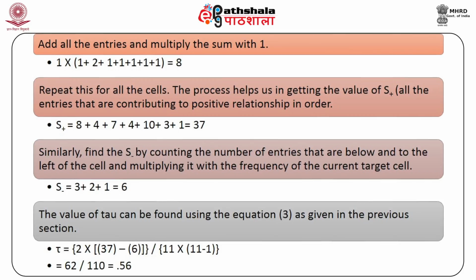Similarly, find the S minus by counting the number of entries that are below and to the left of the cell and multiplying it with the frequency of the current target cell. And we arrive at the value of S minus, which turns out to be 3 plus 2 plus 1 equal to 6. The value of tau can now be found using equation 3 as discussed in the previous section. So, tau turns out to be 0.56 after substitution of the values from the tables.